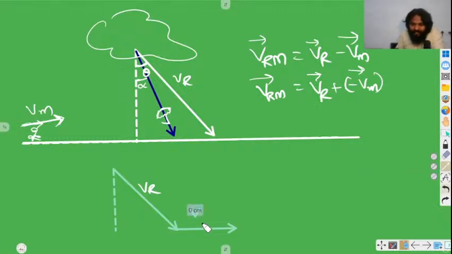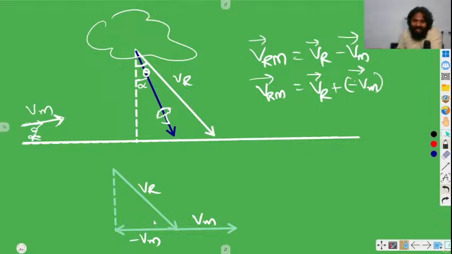Means if it is Vm, then what is minus Vm according to this formula? Minus Vm is nothing but the opposite vector, exactly, right? So these two are the same. This is minus Vm. This is minus Vm. Now what happens now? Exactly, from this triangle.